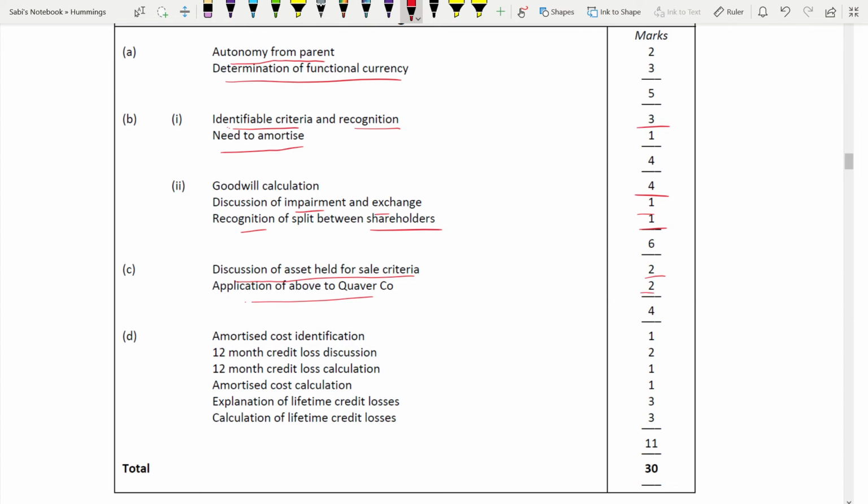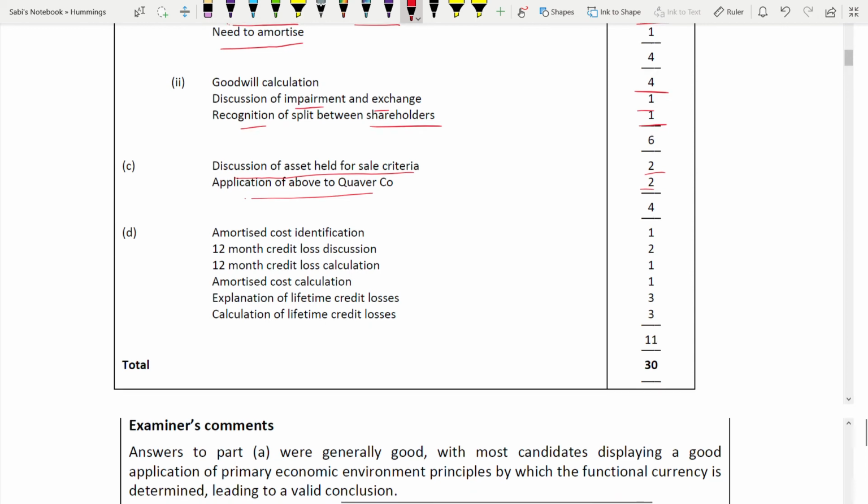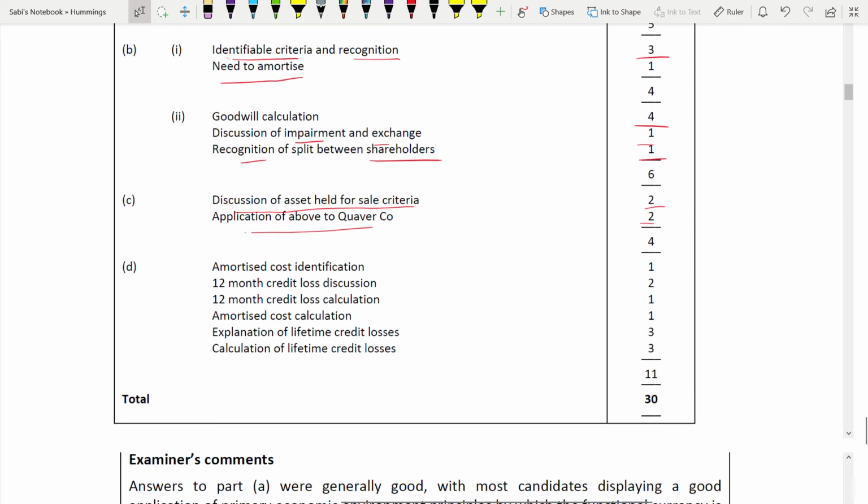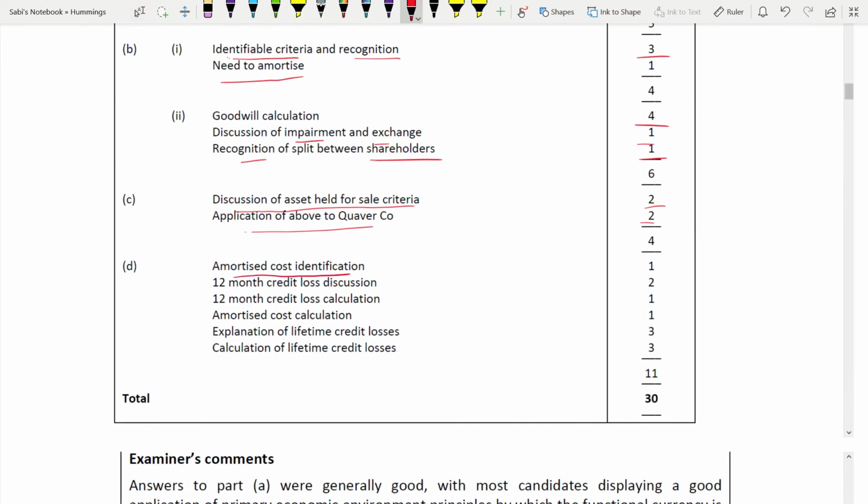Coming to part D, where the majority of your marks are, if you see 1, 2, 1, 2. So amortized cost identification. That means you have to identify that the bond, initially you have to recognize it at amortized cost, because of the contractual cash flow you are holding it till the end of the asset. 1 mark for that. If you don't mention that in your answer and directly go to the impairment, 1 mark you will lose.